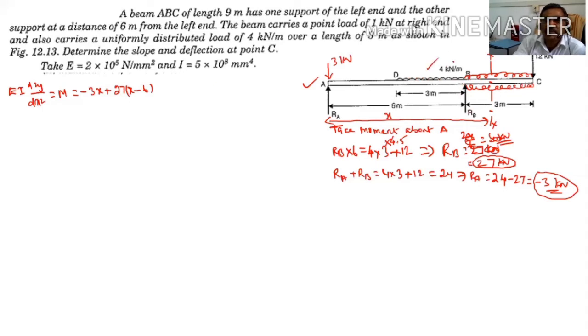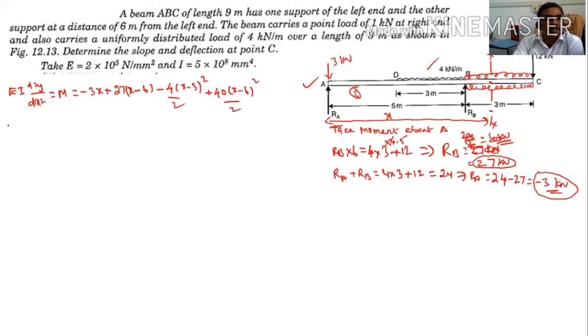Now you consider this uniformly distributed load. This will create a counterclockwise moment. So that will be minus 4 into x minus, this distance is how much? This is 6, so this will be 3. So x minus 3 into x minus 3 by 2, so x minus 3 whole square by 2. Then this upward load will create a clockwise moment, that is plus 40 into x minus 6 the whole square by 2.